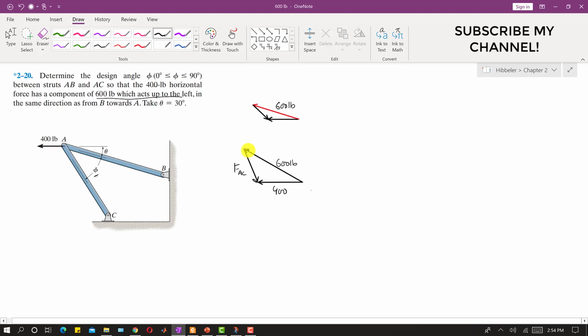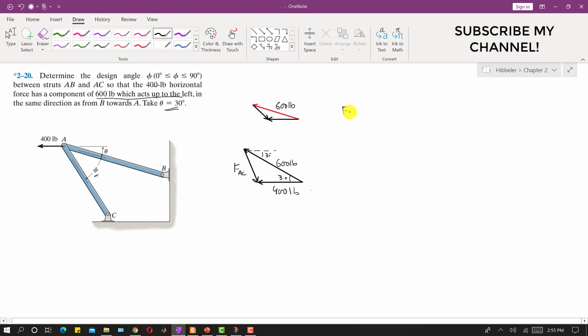And now if I draw a horizontal line here, then this theta is given. So this theta is 30 degrees. So if we write that this is 30 degrees, then this angle and this angle both are 30 degrees, since if this is horizontal and this is horizontal, and this is 30, then this angle is 30. So now we know this 30. Now we can find this FAC, the component of this 400 pound force along the AC strut. We can find that FAC by using the cosine law.